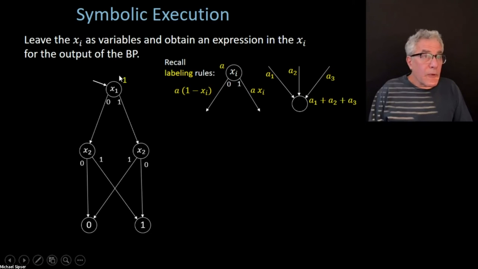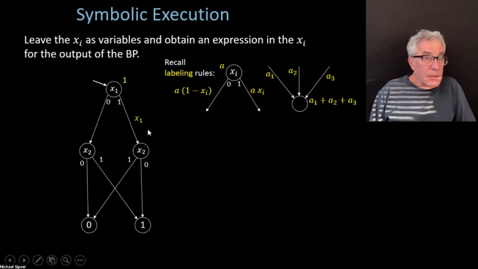So remember, we assigned this to be 1. Now, this edge here, here's the rule. It's a, which is 1, times x1. So without knowing the value of x1, leaving it as a variable, we're just going to put down x1 over here. Over here, what goes over there? Well, it's 1 times 1 minus x1, just 1 minus x1.